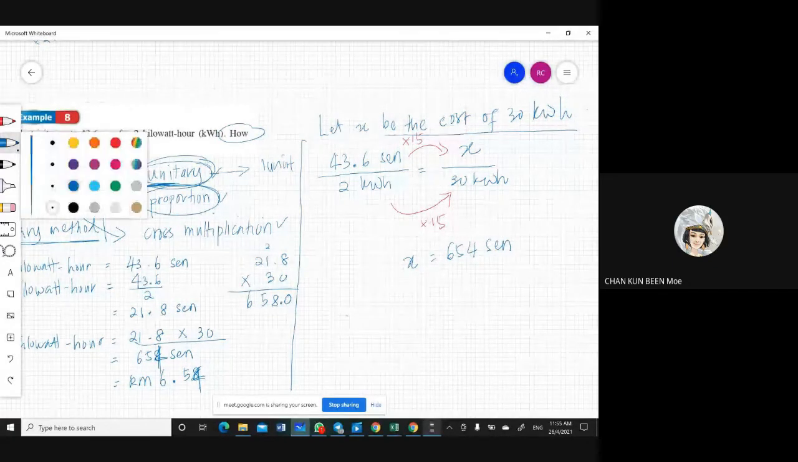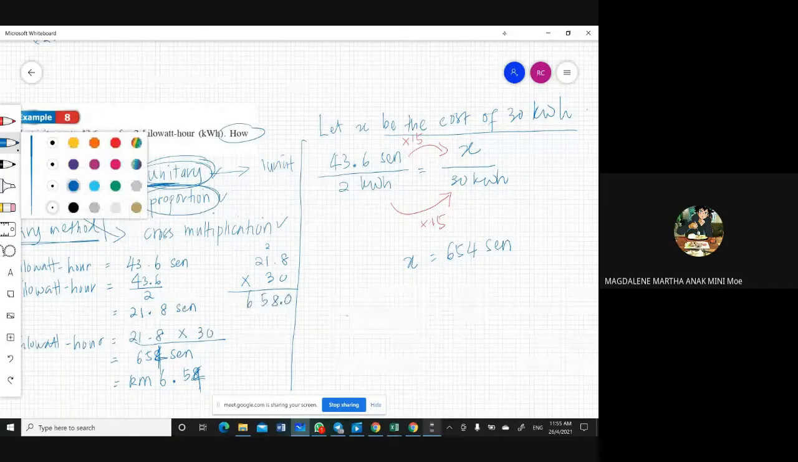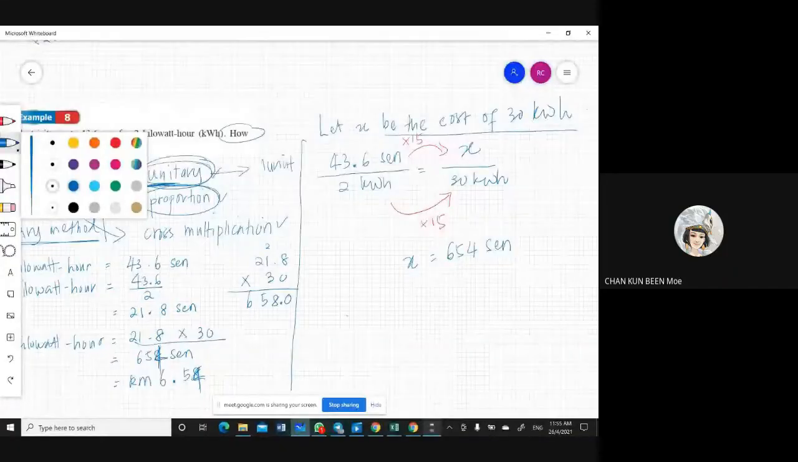Then we have done, do you still remember what method this is? Still remember, class? What is the method here? Cross multiplication. Cross multiplication method. Okay, so you have learned the unitary method. You also have learned the proportion method.